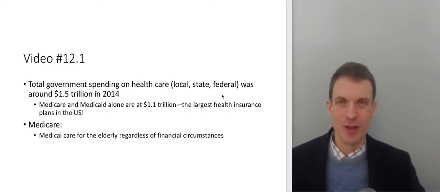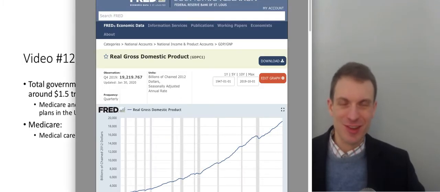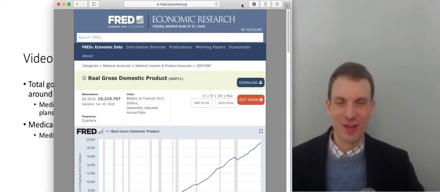In this video, I'm going to talk about some of the key details pertaining to the US system of Medicare. I'll start off with some figures from the Henderson text referencing total government spending on healthcare. Overall, total government spending on healthcare at the local, state, and federal levels in 2014 was about $1.5 trillion, with Medicare and Medicaid alone at 1.1 trillion. Henderson's comment is that this makes it the largest health insurance program in the US.